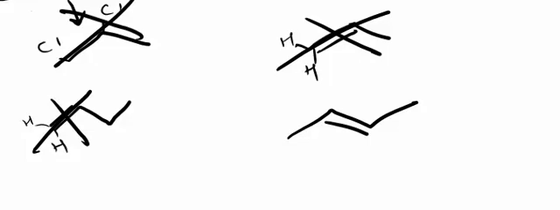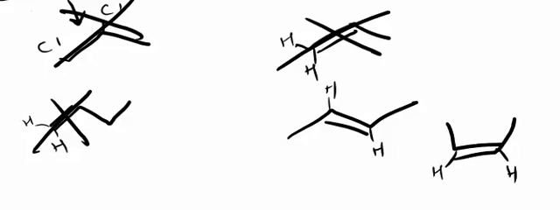So it must be 2-butene. Now, as I have this drawn, you see the methyl groups and the hydrogen groups, they are in a trans formation. So this is trans, and then this would be the cis 2-butene. So 2-butene has cis-trans isomerism.